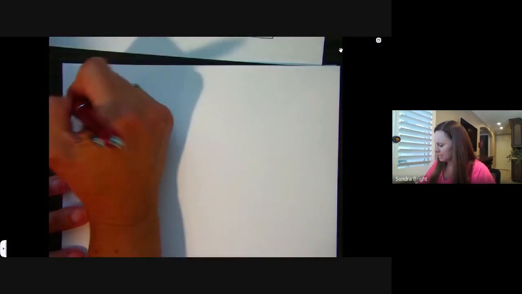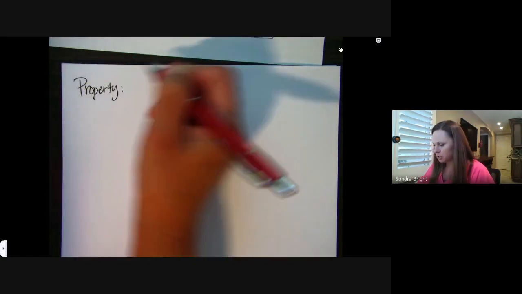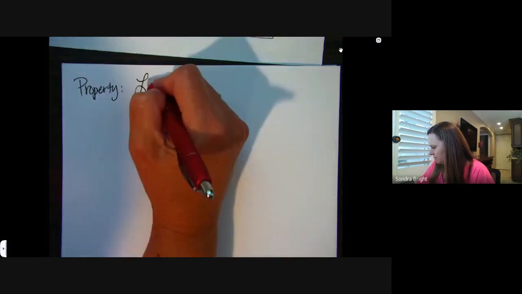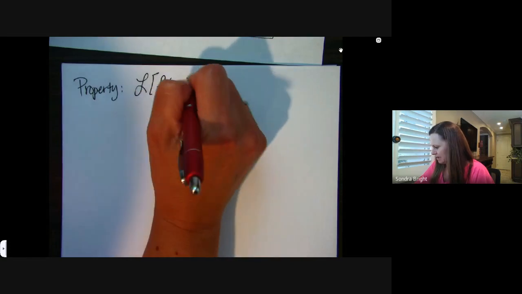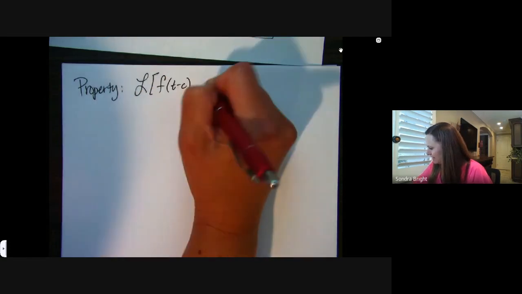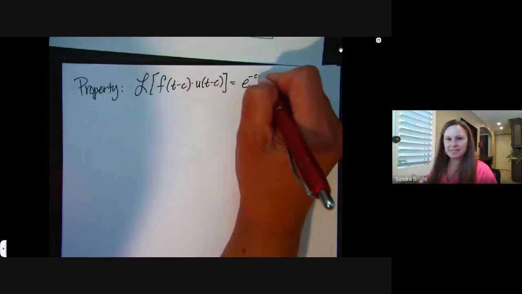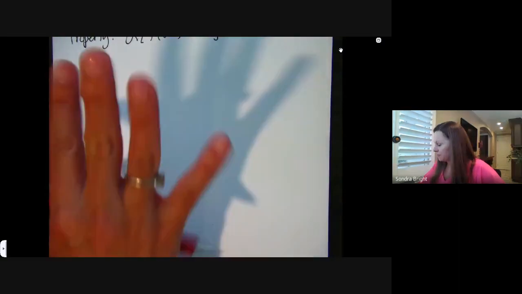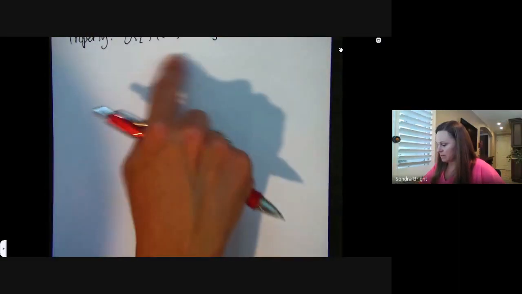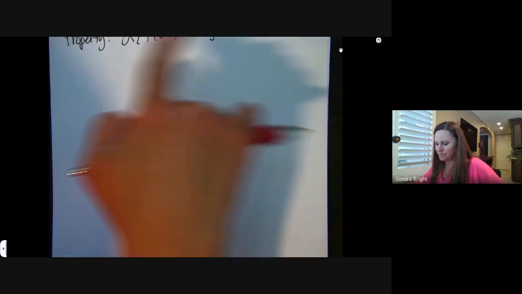Okay, let's talk about a property. We have a property that says the Laplace transform of f of t minus c times u of t minus c is equal to e to the negative cs times big F of s. This is very similar to property E from section 9.3, but it was like L of Q of T was equal to this. So that means this is your Q of T.